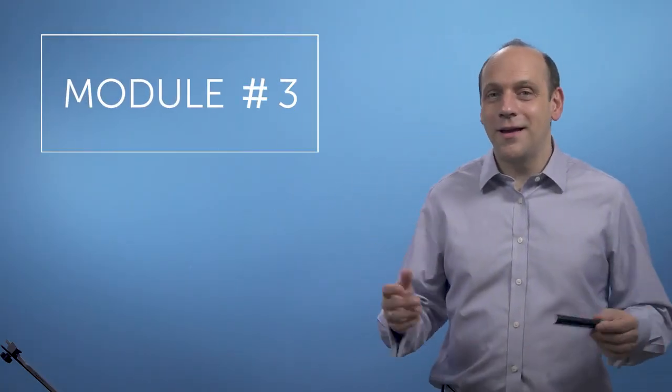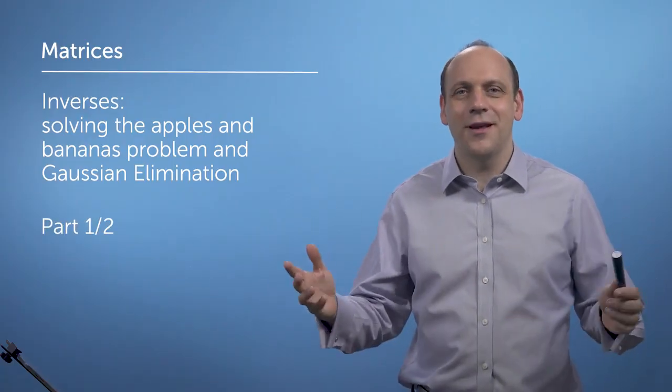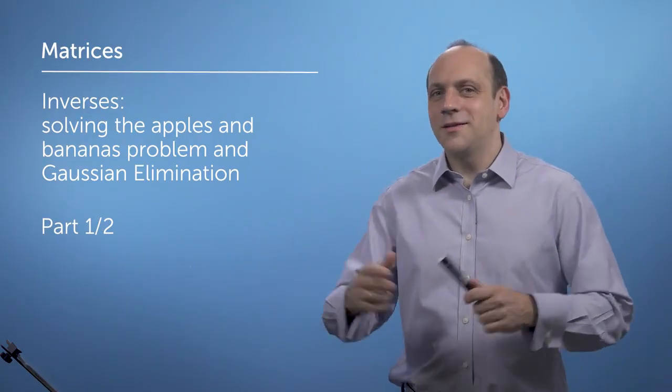So now we're finally going to find a way to solve the apples and bananas problem. And along the way, we're going to find out about a thing called the inverse of a matrix and a method for finding it. So let's go back to that apples and bananas problem.